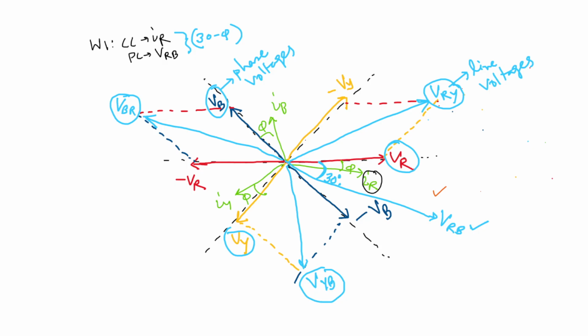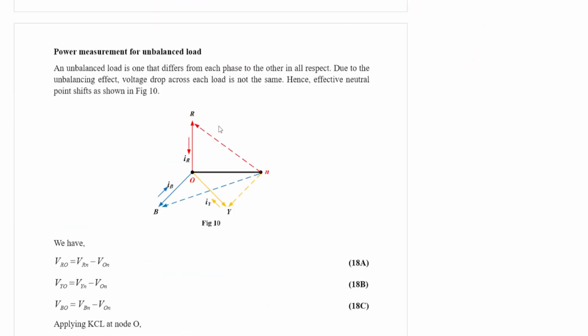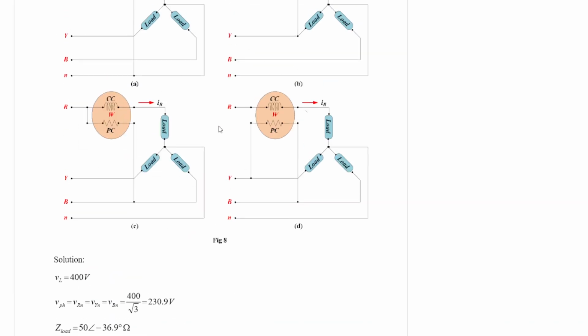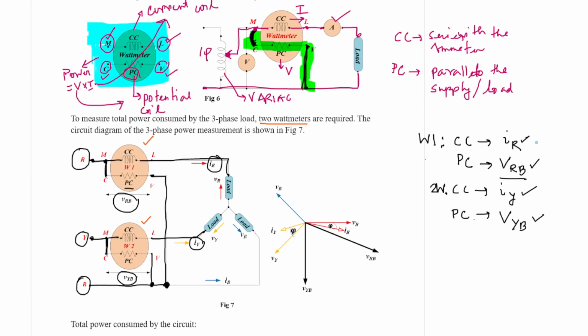In this way we can say that the angle between VRB and IR is nothing but 30 minus phi, just demonstrated here. So this is VRB, this is IR. So this angle is 30 degree, and the angle between them is 30 minus phi.